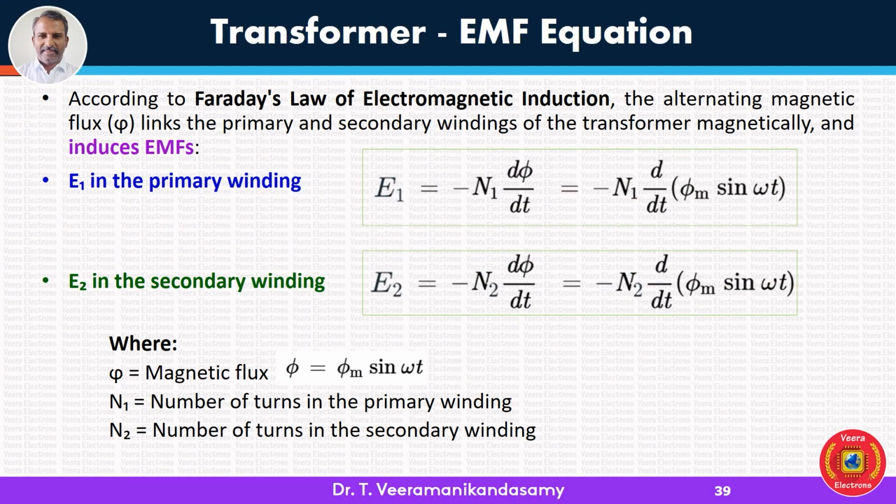The transformer EMF equation quantifies the voltage induced in each winding. The alternating magnetic flux induces EMFs E1 in the primary winding and E2 in the secondary winding. The equations for the RMS values of these induced EMFs are derived based on the number of turns N1 and N2 and the maximum magnetic flux.